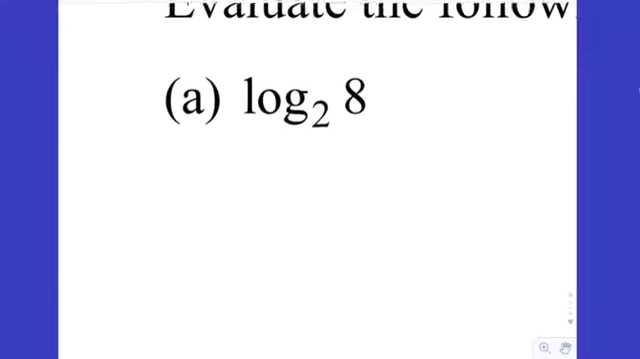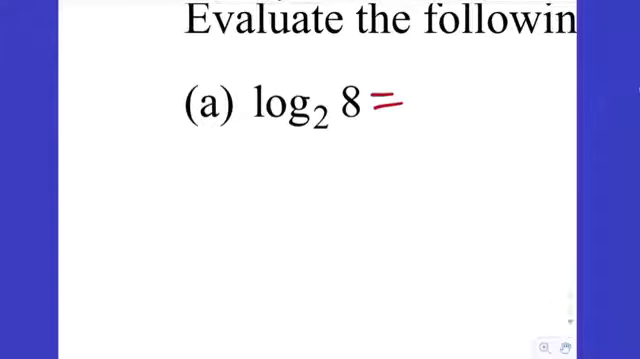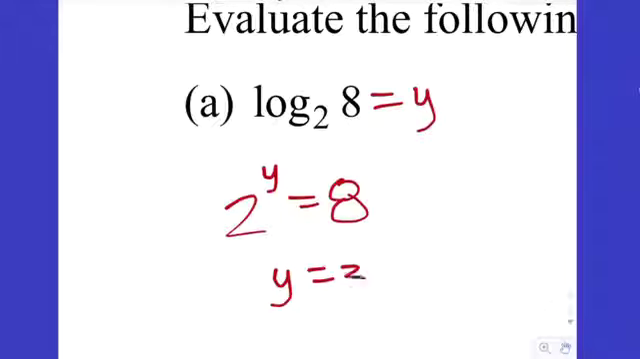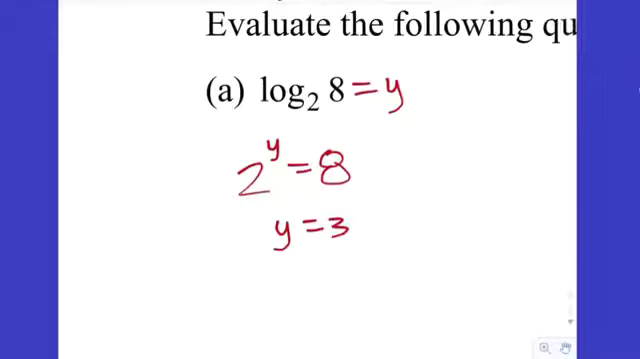It's 3. It's equal to 3 if you want to call that equal to y. One of the ways you can solve logs is by converting it to exponential. So the log base is 2 and the log is y. It is the exponent to which we must raise the base of 2 to achieve the argument of 8. So 2 to what power is 8? 3. So that's one way to do it. You could do it like that.